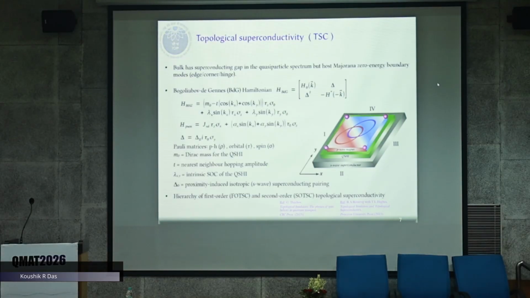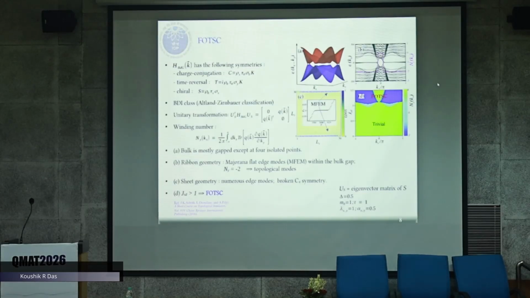So here is the schematic of the heterostructure that we propose. What we observe from such kind of heterostructure is that both first and second order can be obtained. So let us discuss the first order. This Hamiltonian H_BHZ has all three symmetries, and hence it belongs to the BDI class according to the 10-fold classification. So a unitary transformation can be obtained such that the Hamiltonian can be unitarily transformed into an antidiagonal form, and a 1D winding number can be calculated.